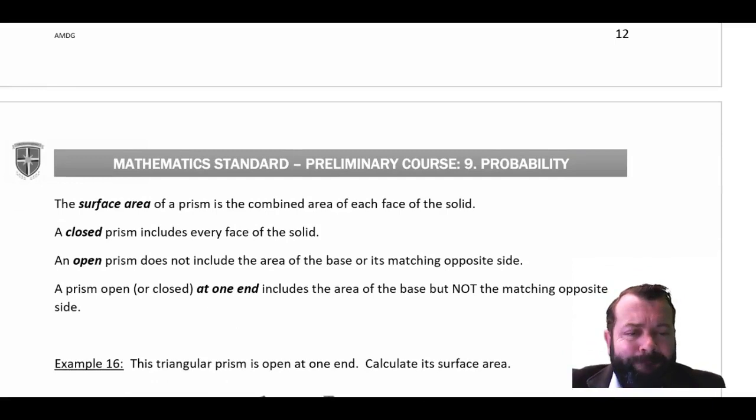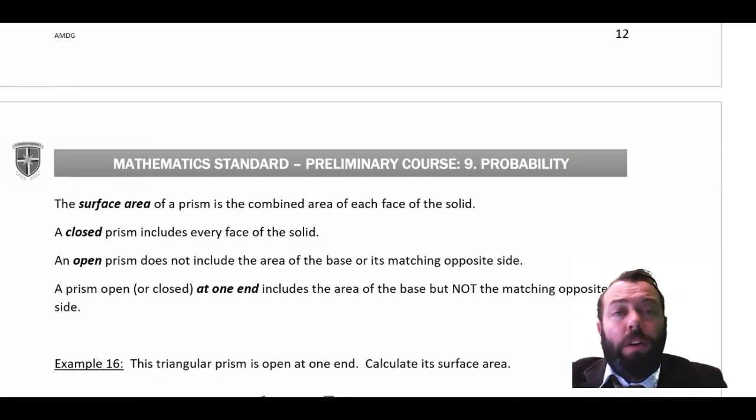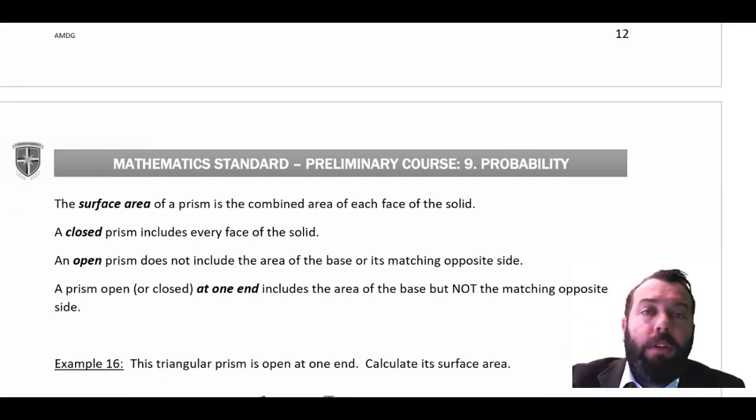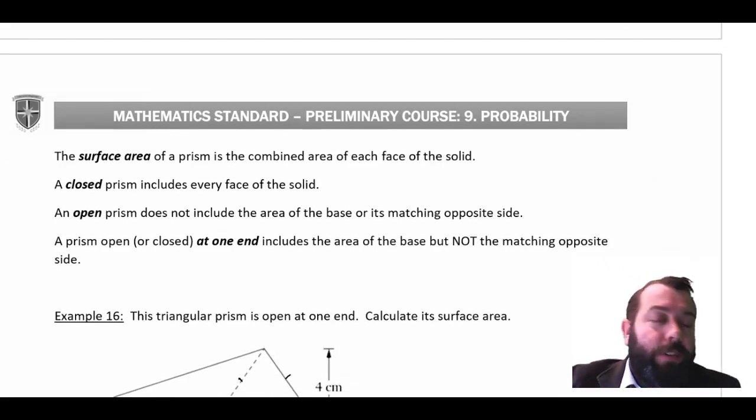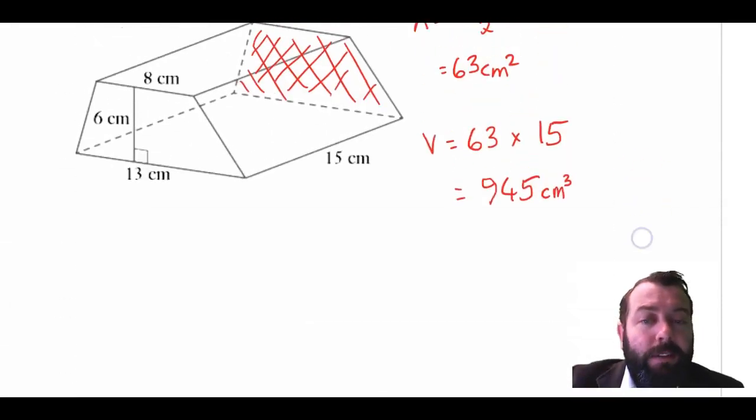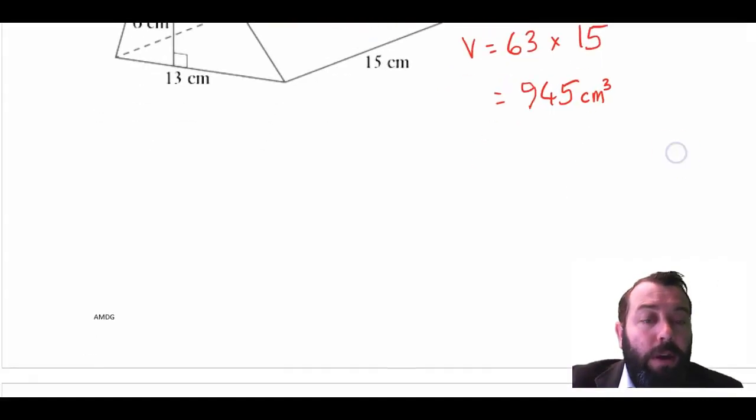Surface area. This can be quite time-consuming sometimes, surface area, though there are some shortcuts for prisms. Surface area is the sum of the area of all of the faces of this solid. So, my trapezoidal prism back here, you'll see, has 6 faces, right? 2 trapezia and 4 rectangles. Right, and my 4 rectangles there might all be different.